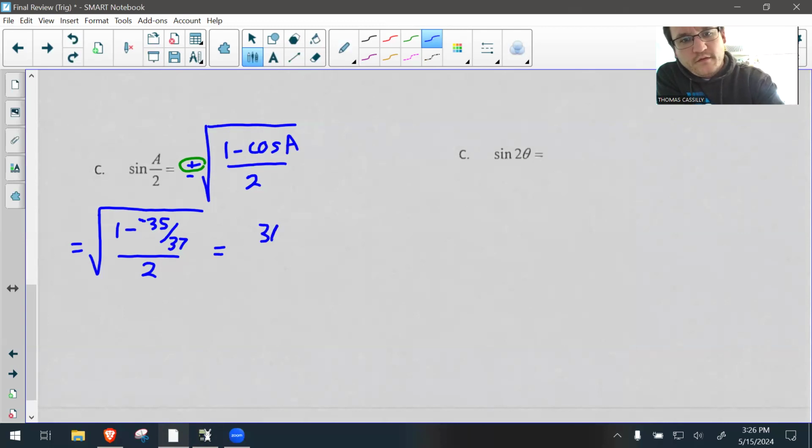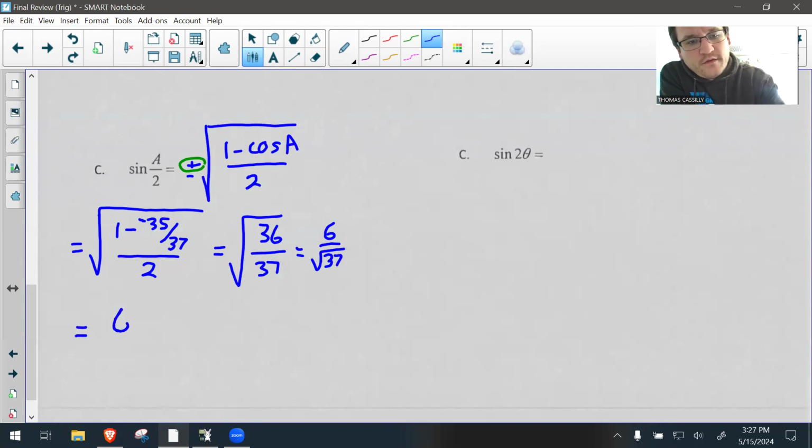So we have 36 over 37. All right, and keep in mind this is square rooted still. So what this turns into is 6 over the square root of 37. Now, rationalizing that one, we end up with 6 square root of 37 all over a normal 37. And if that is a fraction you can reduce, you should reduce, but 6 over 37 does not reduce. All right, so we're going to call it a day on that one. That is our final answer here.